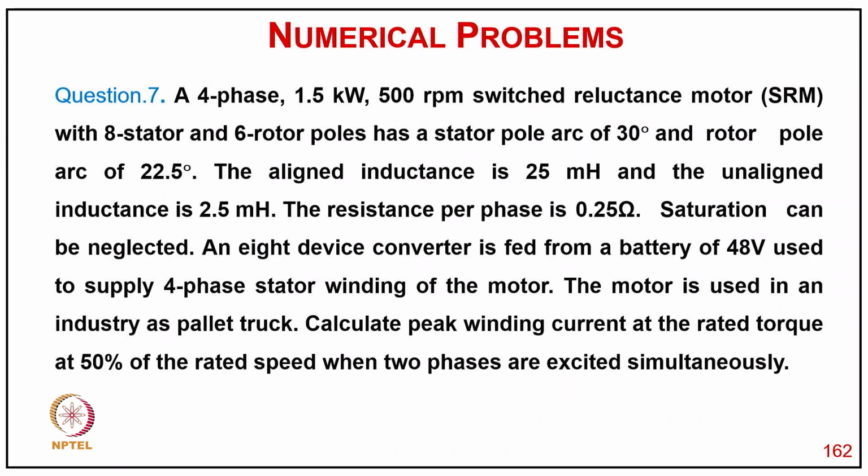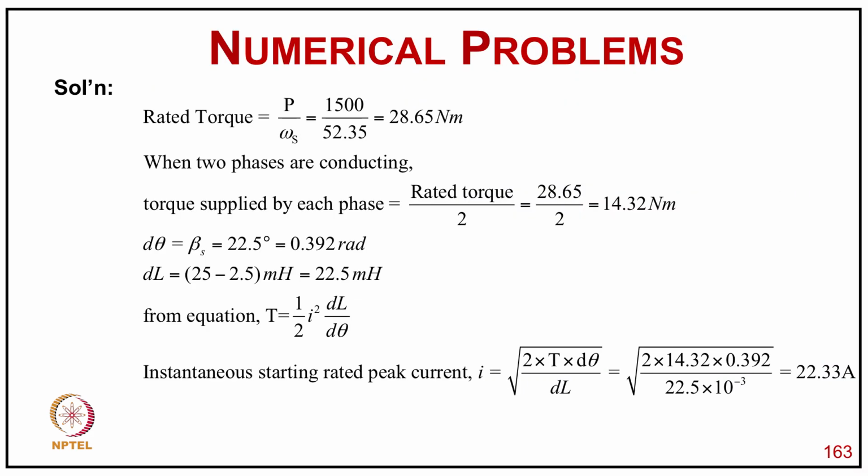Question 7: a 4-phase 500 rpm reluctance motor with 8 stator and 6 rotor poles has a stator pole arc of 30 degrees, rotor pole arc of 30 degrees, aligned inductance 20 millihenry and unaligned inductance 2 millihenry, resistance is 0.25 ohm. Saturation can be neglected. An asymmetric converter is fed from a battery of 48 volt used to supply the 4-phase stator winding of the motor. The motor is used in an industry as a pallet truck. Calculate the peak current and the rated torque at 50% of rated speed with 2 phases excited simultaneously.